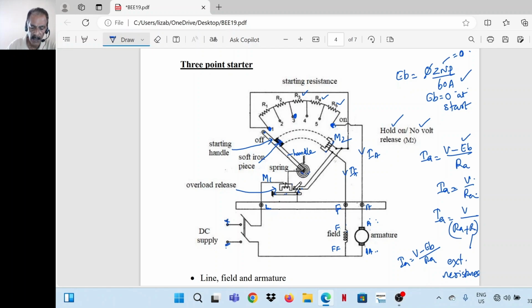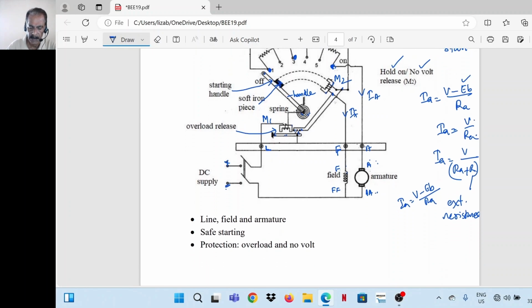When the lever is pulled up, these two points are shorted. That means the terminals of M2 are shorted. That means M2 is de-energized. It goes to off position. So protection is given against overload and no volt conditions.